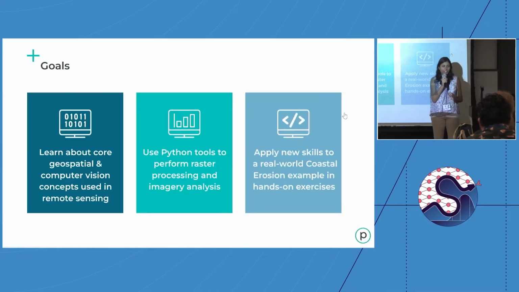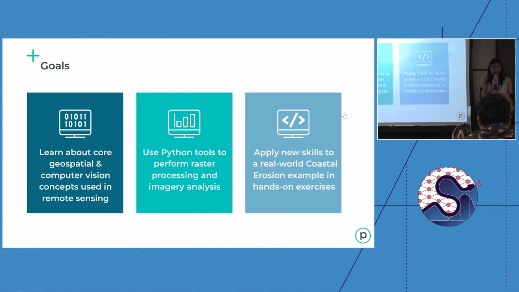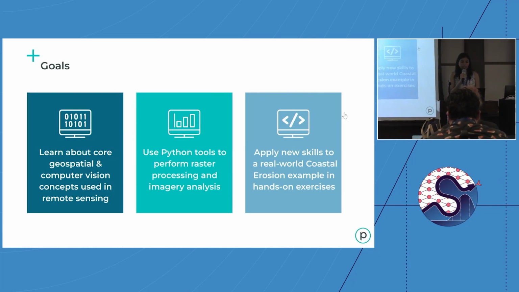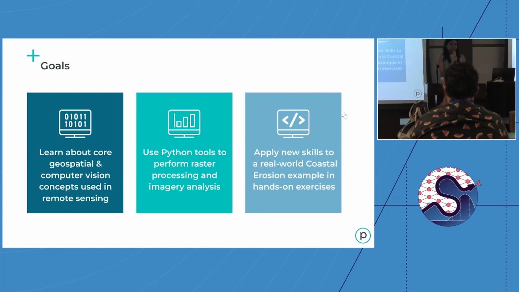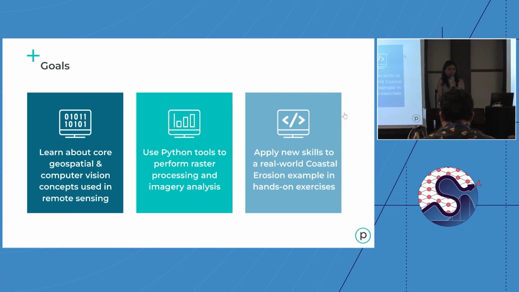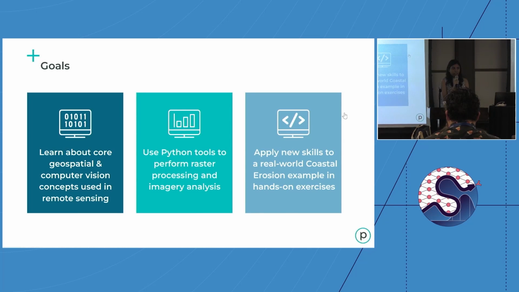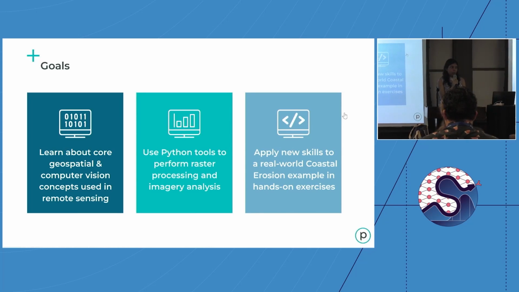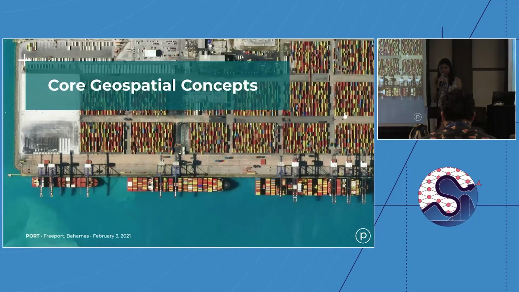All right, so what are we going to do today? We are going to be talking about first the core geospatial concepts associated with remote sensing analyses and computer vision. And then once we cover those, we're going to look at them in Python. So how can we use Python tools to perform some of these analyses and do this raster processing? And then finally, y'all are going to apply all of what you've learned to a real world scenario of coastal erosion. Any questions so far?